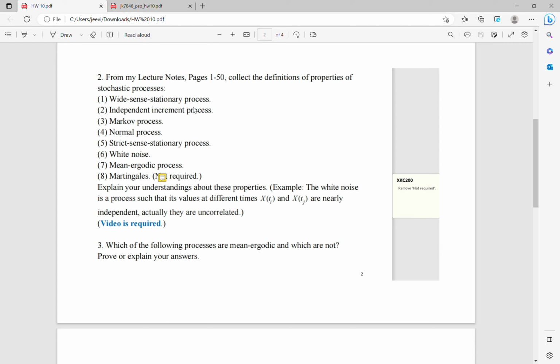For example, white noise is a process whose values at different times, that is X of ti and X of tj, are nearly independent. Actually, they are uncorrelated. So in that way, we are asked to explain all the 8 points that are given in the question. Now let's look at them one by one and see the definitions.